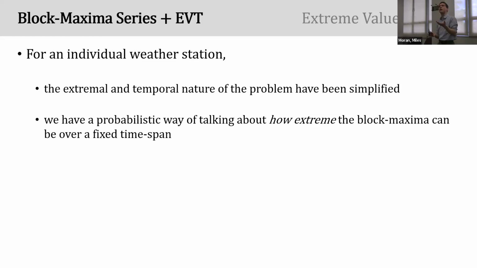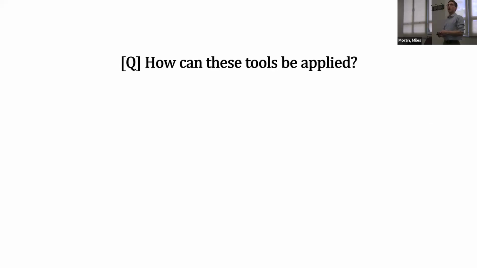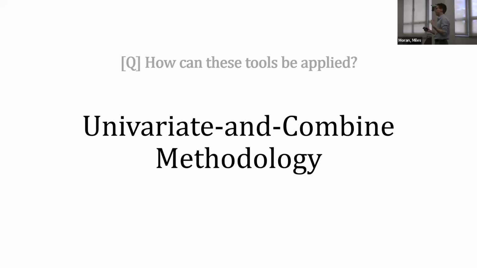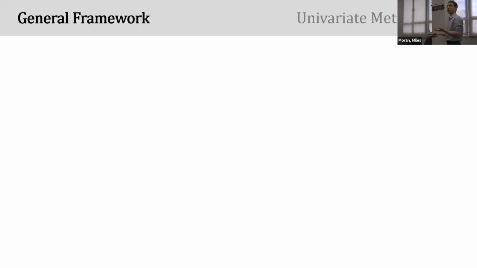So the question is, if I have this really nice approach for a univariate situation for just one single weather station, how can I actually apply that to EPEs in general, which are spatial in nature? And the simplest, kind of naive way to answer the question of how these tools can be applied is through a univariate and combined methodology. The general framework looks like this.